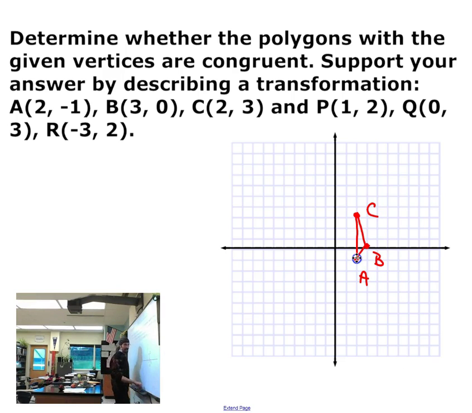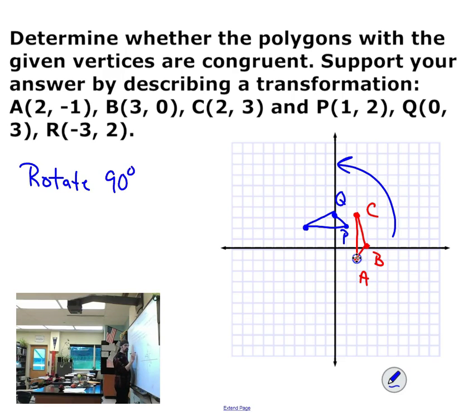Now, because I can, I'm going to switch to a blue marker, and P is (1, 2). Q is (0, 3), which is up here. And R is (-3, 2), over 3 up 2. And then when I graph this one, I'm like, oh, wait a minute. Wait, these are the exact same things. The only thing it did was, what do we describe that? Right, rotate 90 degrees counterclockwise about the origin.